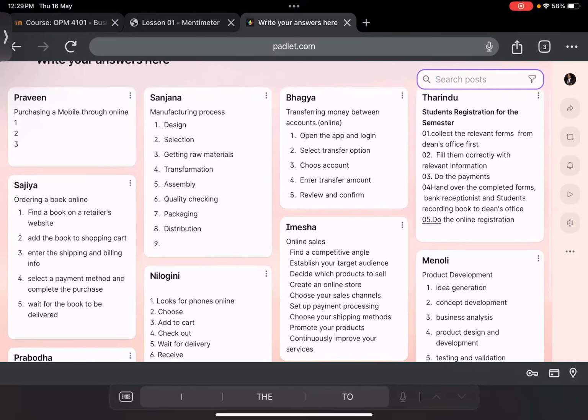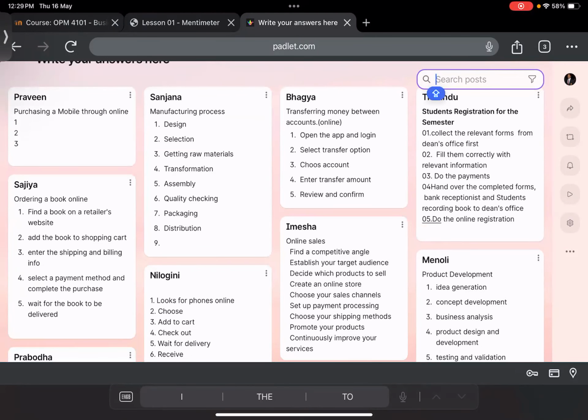For example, if you consider Tarindu's one, it's very familiar for you all and for us as well. Student registration for the semester. First, collect the relevant forms from the Dean's office. Fill them correctly with the relevant information, do the payments, and hand over the completed forms, bank receipt and students recording book to the Dean's office. And the final one is to do the online registration.